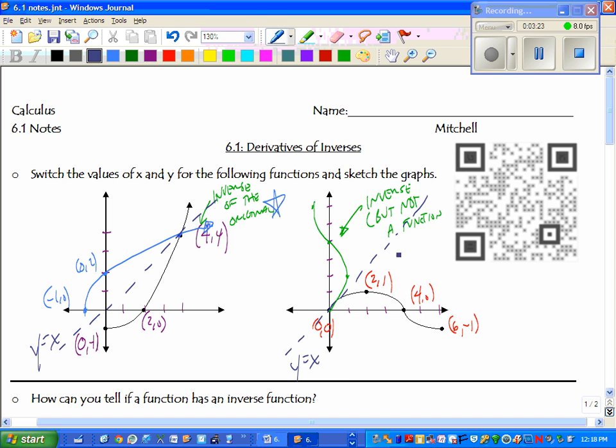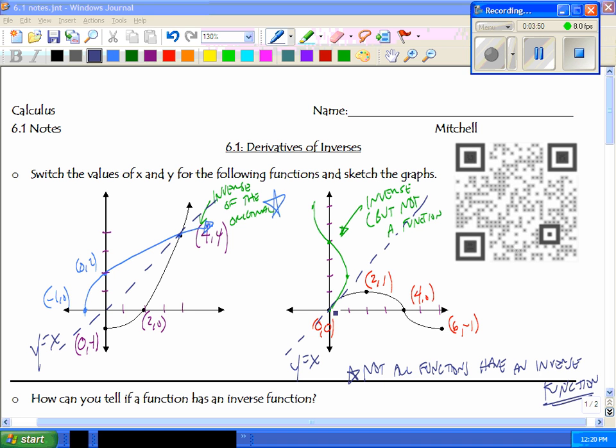Just one thing to remember, and this is an example right here, is that not all functions have an inverse function. Right, the key being the function part. You see in this one, the original graph is a function, passes the vertical line test, but then when we flip it over that line, y equals x, now it no longer passes that vertical line test, it's not a function.